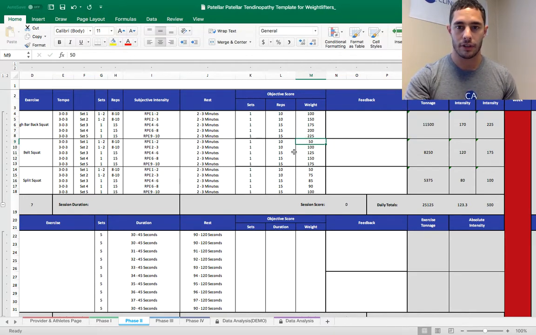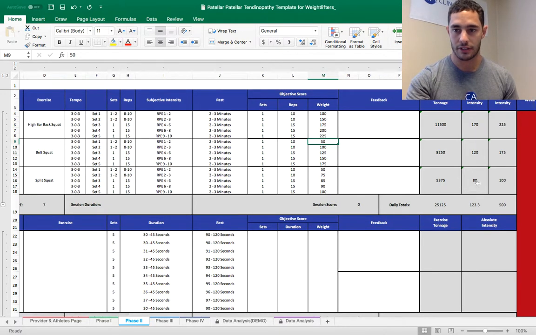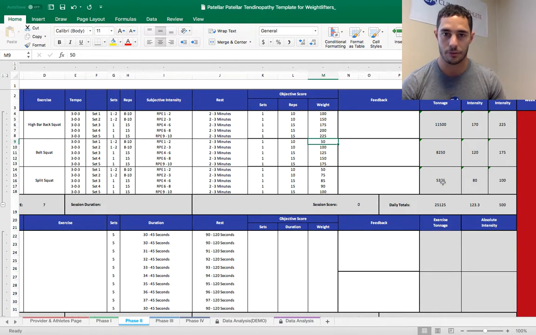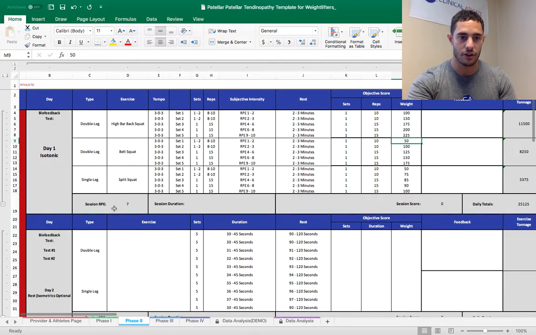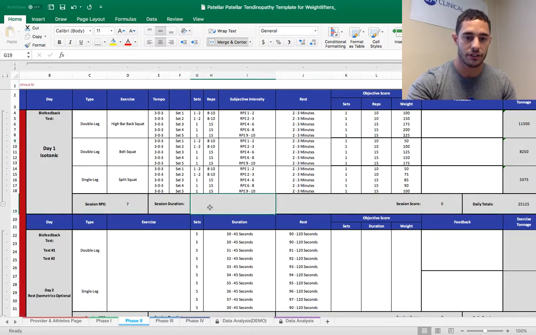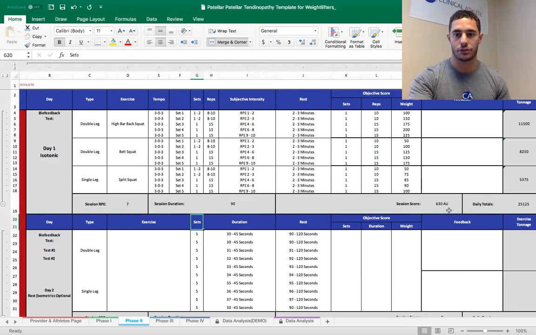And for all 3 exercises, you'll have those metrics: the heaviest weight that they use, the average intensity across the sets, and then the tonnage, which is sets times reps times weight. And then you've got daily totals, which is just a summation of those three things: tonnage, average intensity, and absolute intensity. And then we've got the session RPE and the session duration. Let's just say this took 90 minutes, and that calculates our session score.